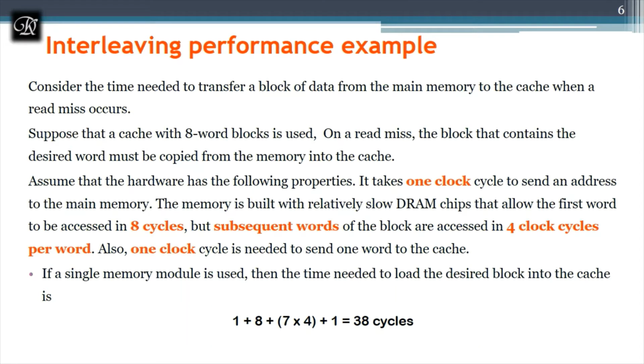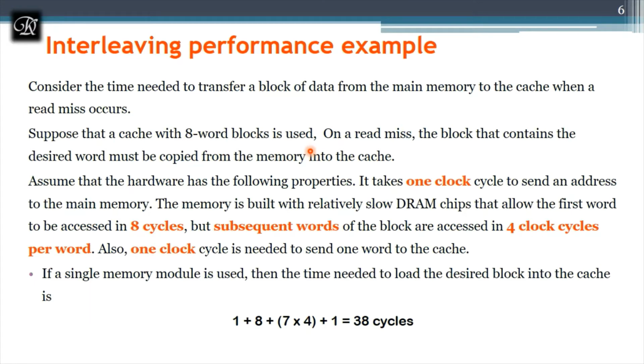Here they have given an example. Consider the time needed to transfer a block of data from the main memory to the cache when a read miss occurs. When there is a hit, we need not worry. When there is a miss, then only we have to worry. Suppose that a cache with 8 word blocks is used. The cache has 8 word blocks.